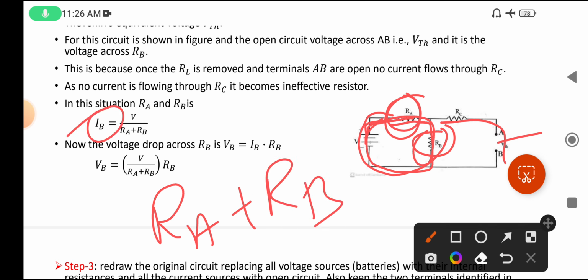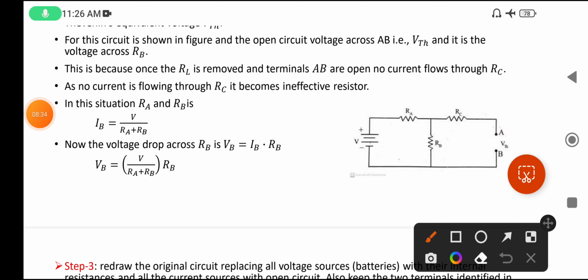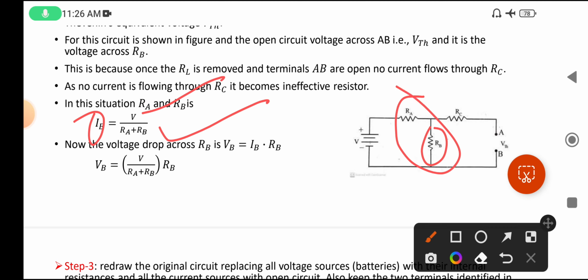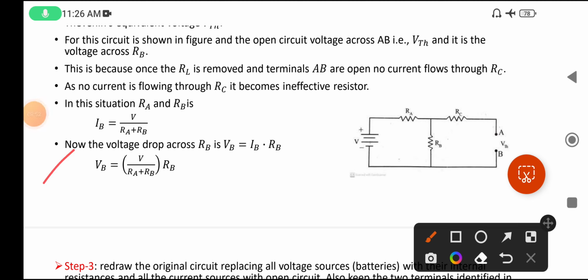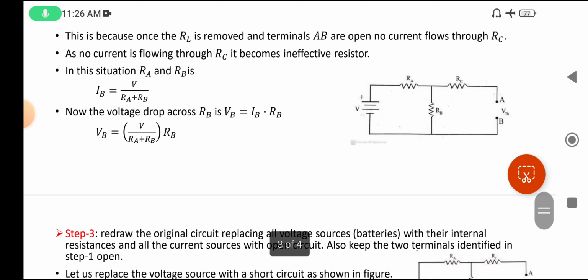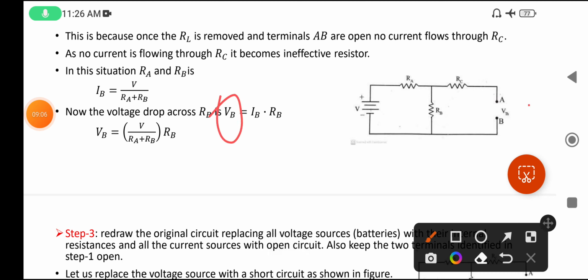Okay, so the current through RB, that is IB, is equal to voltage by resistance. How many resistances are there? These two resistances, but why are they summed? Because they are in series, that is why they are summed, meaning added. Now the voltage drop across RB, let the current be IB. The voltage is equal to current into resistance, current IB and resistance RB. And see, this VB is what? V Thevenin. Why? Whatever voltage is present here, that is the same.